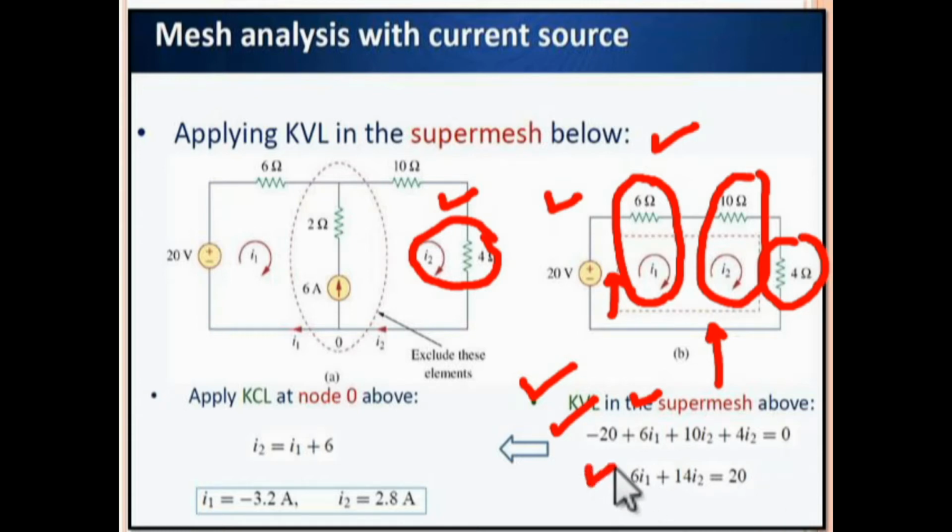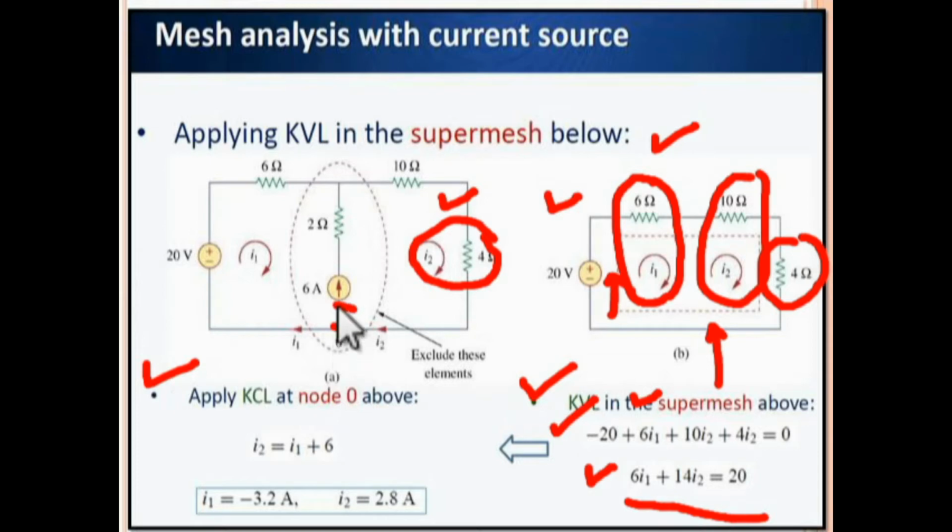Then simplify this equation, it becomes 6I1 plus 14I2 equal to 20, and at the same time we have to apply KCL. Okay, so here this is node 0 or node O. So apply KCL. You have to apply both KVL and KCL in the super mesh analysis in order to find out the current. So guys, now you can see over here, you can apply it here.